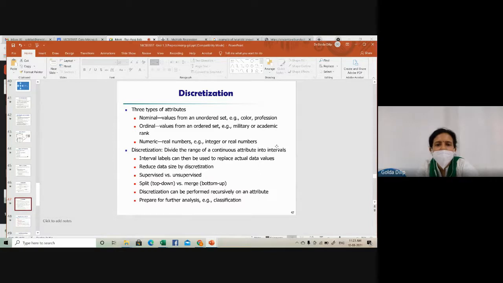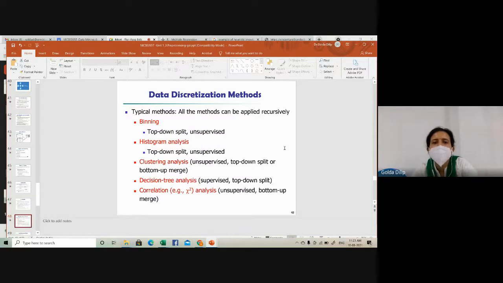Next, the last topic is discretization. The types of attributes and other things are being discussed. I think all these data discretization techniques are the same as the techniques we have discussed so far as a part of data cleaning or integration.